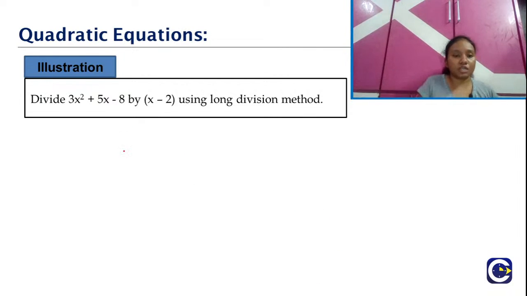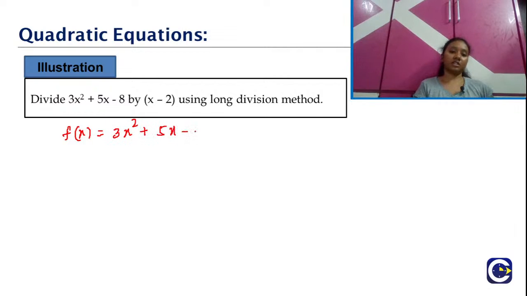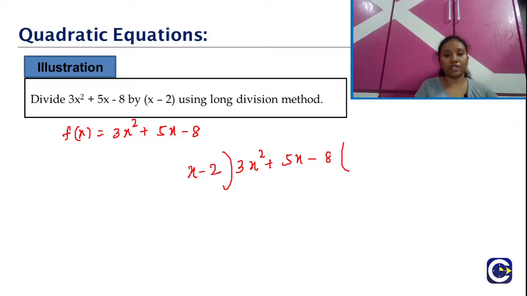So let's try it. What is our polynomial? The given polynomial, let it be f of x, is equal to 3x square plus 5x minus 8. This is our dividend here. This polynomial has to be divided using the divisor, which is x minus 2.